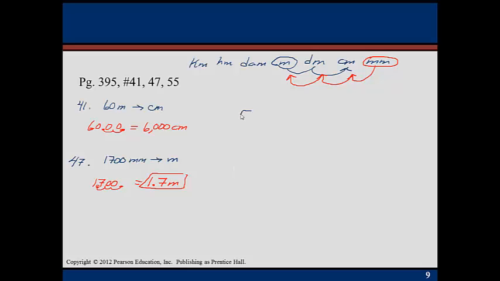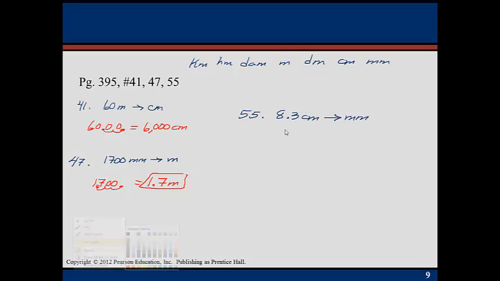And then number 55. We have 8.3 centimeters, and we're going to convert this into millimeters. So again, locate your centimeters, and we're going to count how many places it takes us to get over to our millimeters. So starting here, we're going to go 1, and we're at millimeters, so that's 1 decimal place to the right. So 8.3, move it 1 decimal to the right, and this is 83 millimeters.